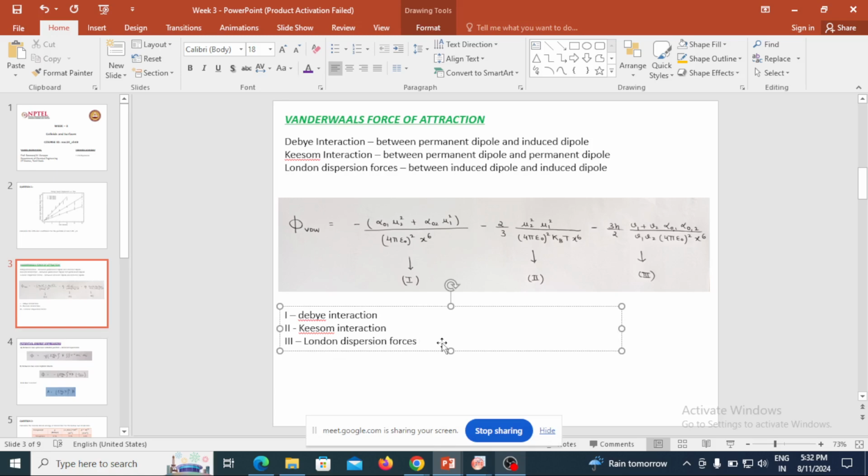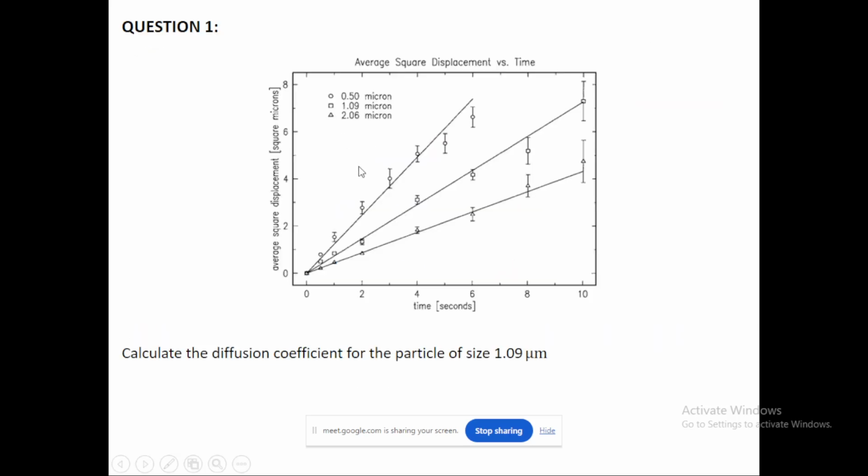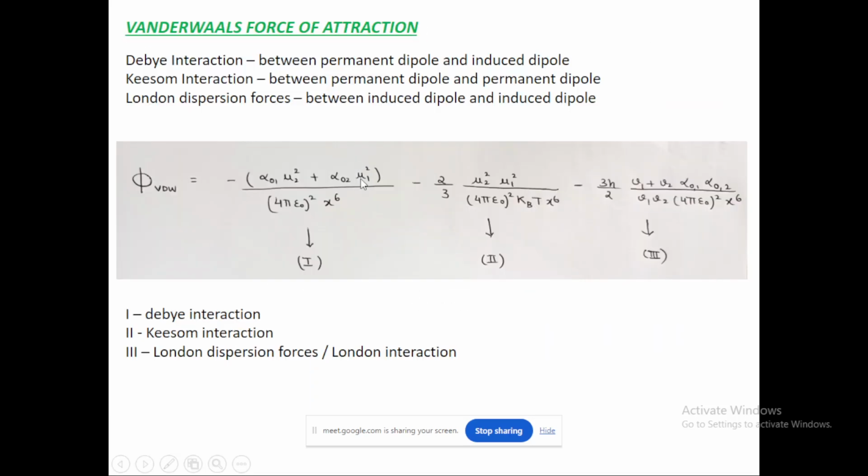Or you can say London dispersion or London interactions also. So this is the entire expression. The first one is for Debye, second one is for Keystone, and then the third one is for your London dispersion forces. So yeah, let me just explain the variables also.